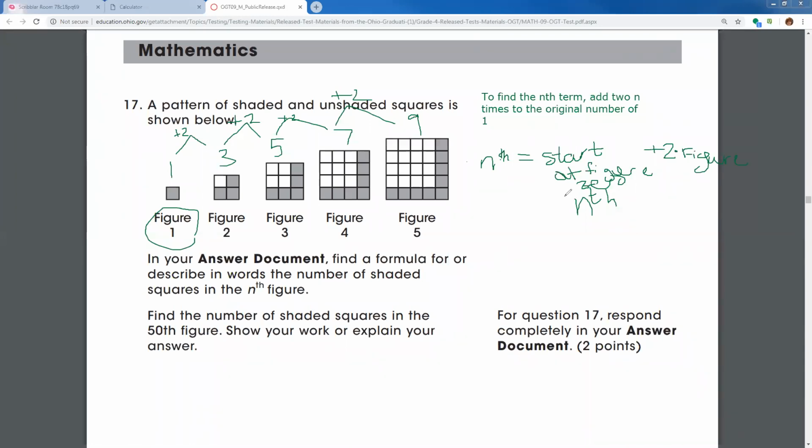So if we're at 0, we need a figure 0 number, which means we actually have to go backwards. If we go backwards from 1, instead of adding 2, we're subtracting because we're going in the wrong direction, which takes us to -1. So the nth term is -1 plus 2 times, and for the figure number, we're going to use the generic n for figure number.